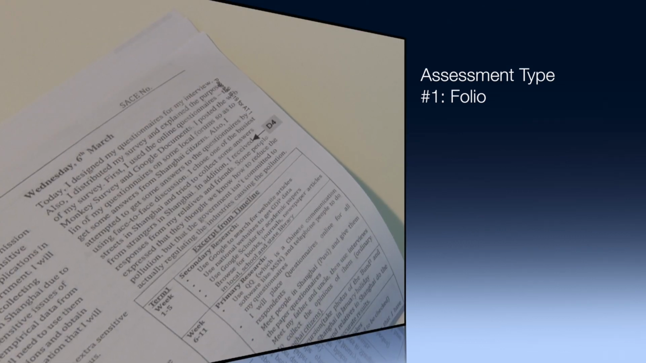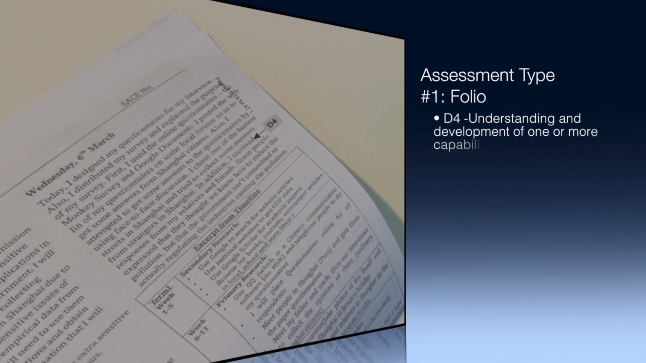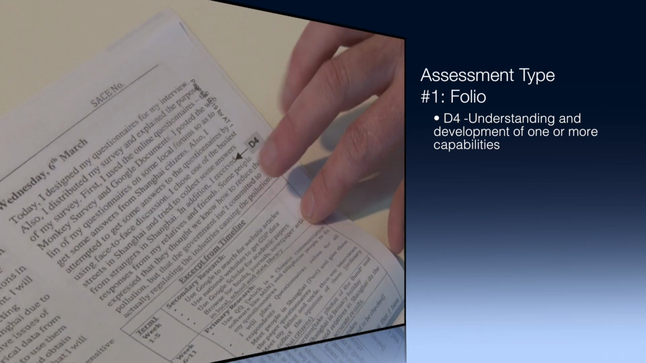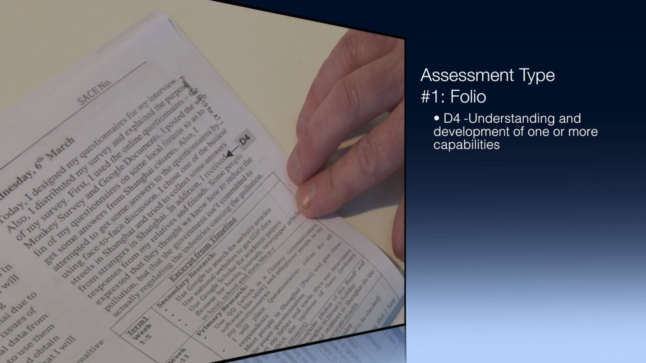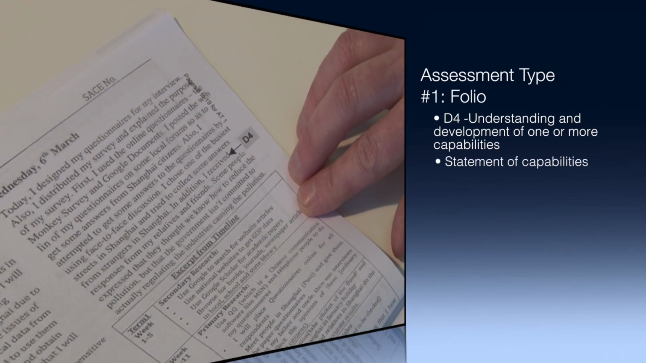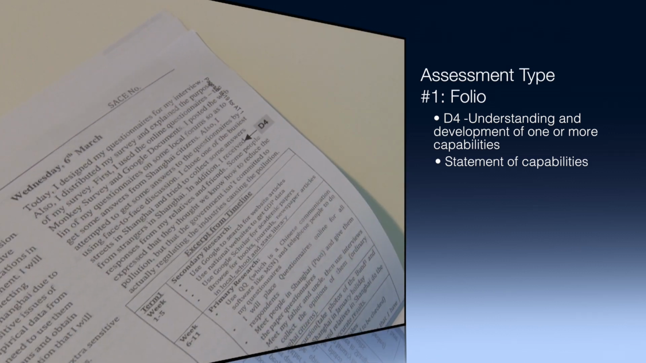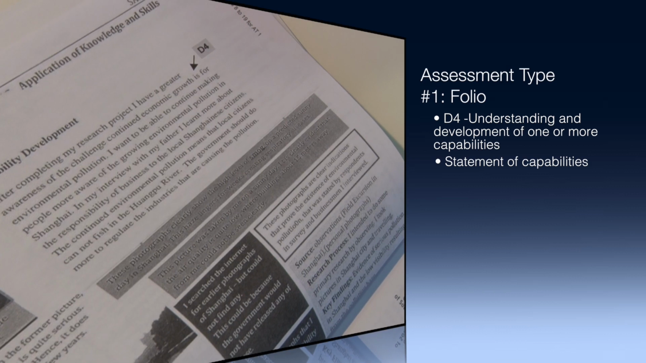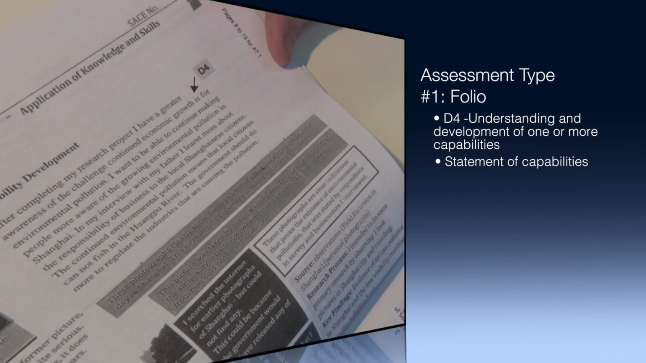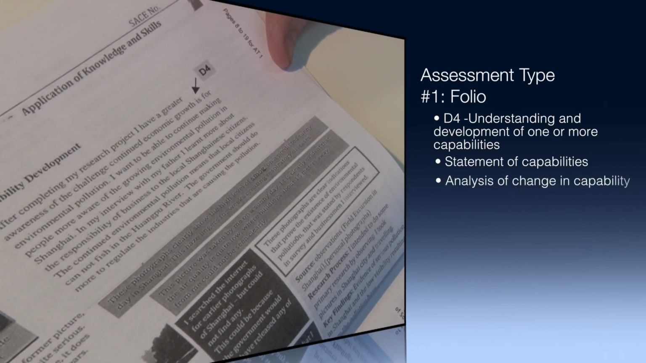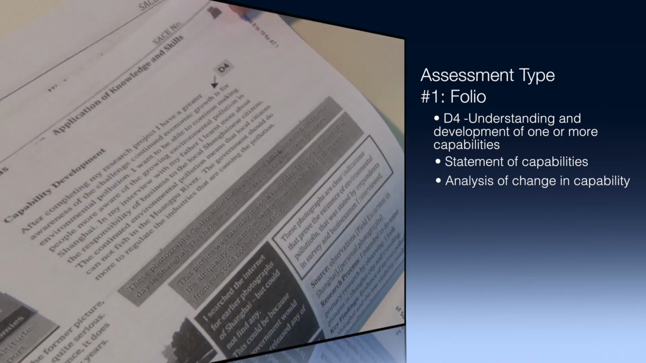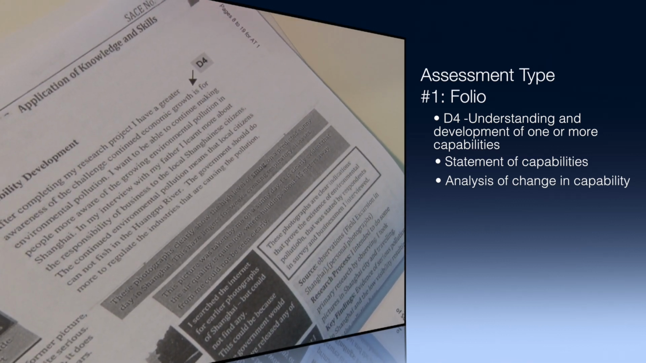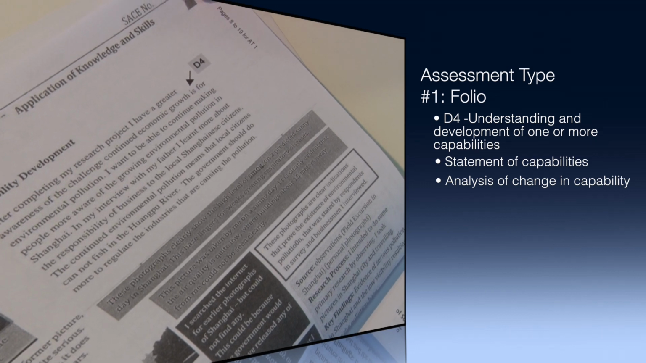The student has provided evidence of D4, both at the beginning and the end of their folio. They've made a statement at the start about what capability they are seeking to develop and how they intend to go about it. The student has then made some analysis of how their capability has actually grown during that time, what development they saw. Interspersed throughout the folio as well, they have other sections where they've signposted developments that have happened in the capability.